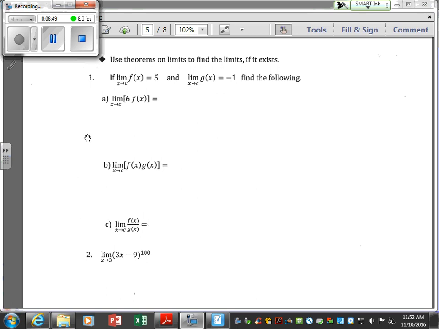Okay, use theorems of limits to find the limits. In this case, we're just going to have a limit of an f of x function given, and a limit of a g of x function given, and it's saying evaluate this. So 6 times f of x is just going to be, what would that be? 6 times, we know what f of x is. What's the limit of f of x equal to? 5, right?